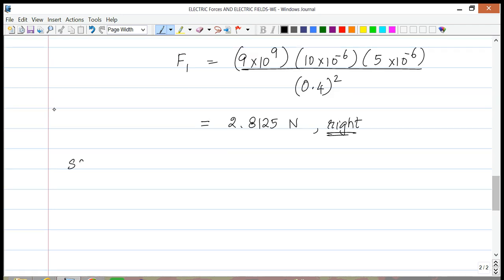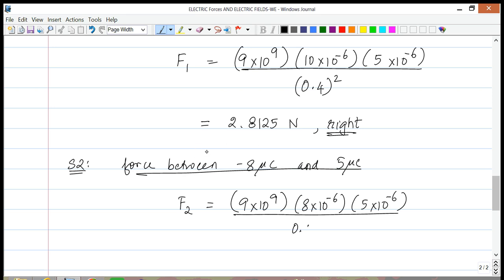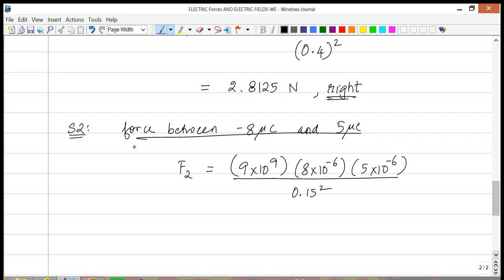Okay, let's repeat the process. Find the force between minus 8 and the 5 microcoulomb. We'll call this F2. It is going to be equal to 9 times 10 to the 9 times 8 times 10 to the minus 6 times 5 times 10 to the minus 6 divided by 0.15 squared. Let's calculate this number. This value happens to be 16 newtons.